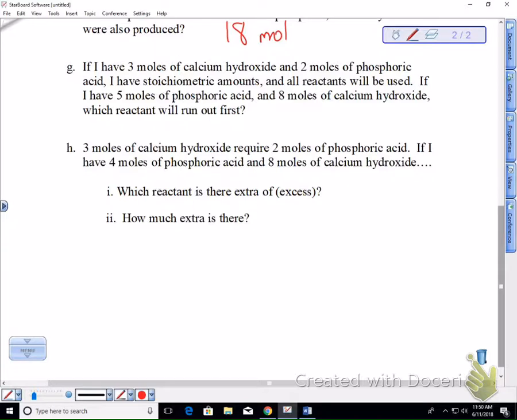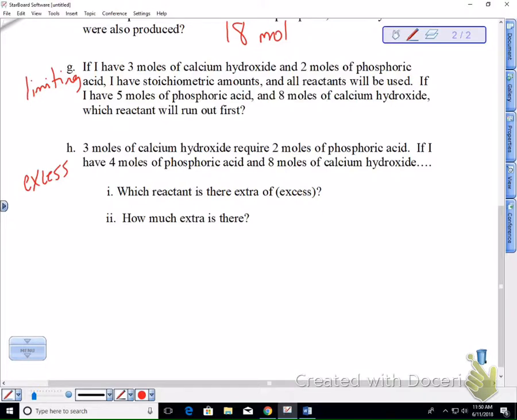In these last 2 problems, I'm going to introduce to you a couple of the more advanced topics in this unit. In G, we're going to talk about limiting, and then in H, we're going to talk about excess. We'll revisit both of these topics in separate videos, but this is just, remember, keeping it real simple.